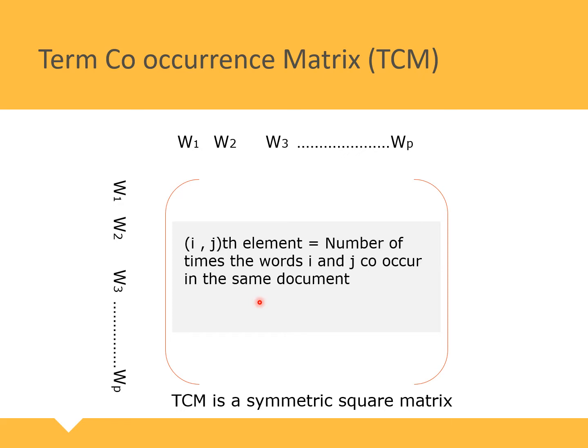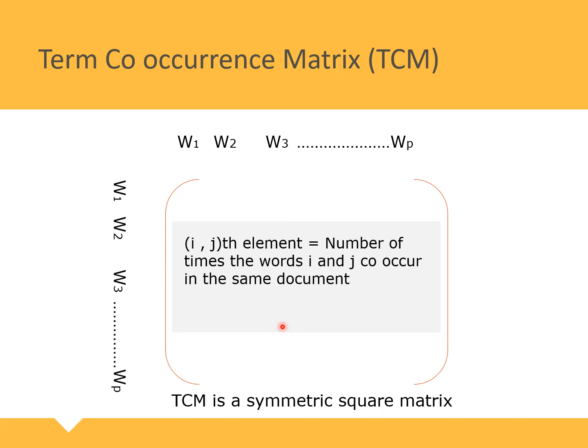Instead of representing them as the raw frequency, you can also scale it down, or normalize it by the size of the vocabulary or the total number of words. That doesn't change the interpretation at all. But I hope it's pretty obvious that this is a symmetric matrix, because I and J here are interchangeable. Words I and J co-occurring together is the same as saying words J and I co-occurring together.